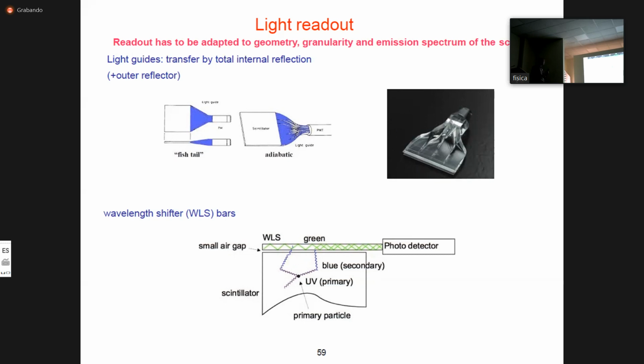That is why you use these light guides. And the second thing, if you have a solid scintillator, you have to cover it with some kind of reflector. If you don't cover it with a reflector, you lose a lot of light. It will go isotropically, in all directions. But you want all that light to go to this photomultiplier tube.